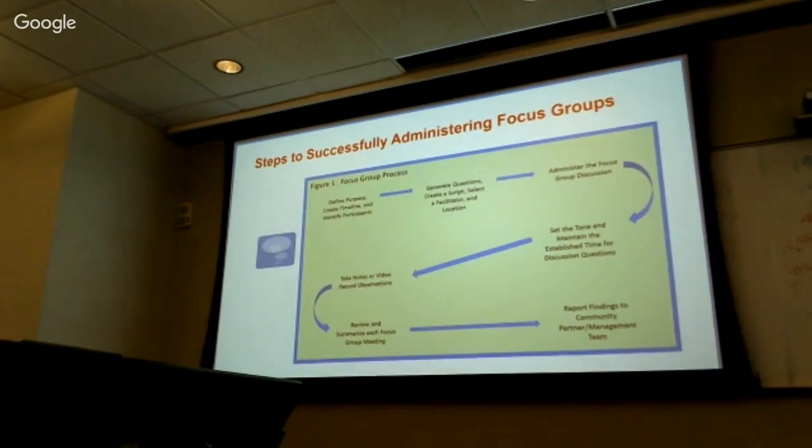Okay, so this kind of gives you a diagram of the process. And hopefully you've started out by defining your purpose, created a timeline, and identified who your participants are going to be. You're going to create really good questions, and this is key, group to keep it organized and on point, and then administer the focus group, and then you'll set and establish time and discussion questions and all of that, the tone as you're going through and administering, and then taking notes, the video stuff, and I'm going to talk about these a little bit more in detail. You'll review and then you report your findings. So it's just kind of a process that you go through.